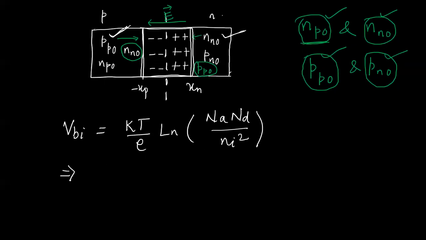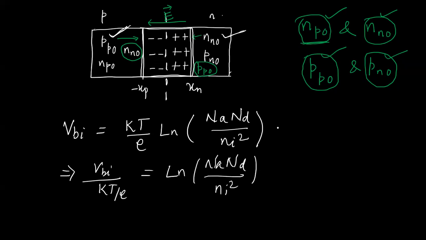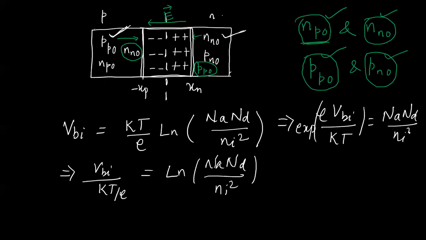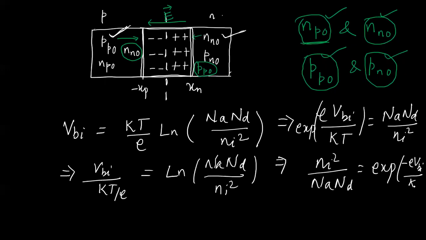Okay, so further simplifying, we can write VBI equals KT by e times ln of NA ND by Ni square, right? So I can further take e VBI divided by KT, and then take the exponential of this whole thing, which can now be written as NA ND by Ni square. From this I can write Ni square divided by NA ND, just taking the reciprocal, as exponential of minus e VBI divided by KT. So this is what we got for Ni square, from the built-in potential barrier expression.